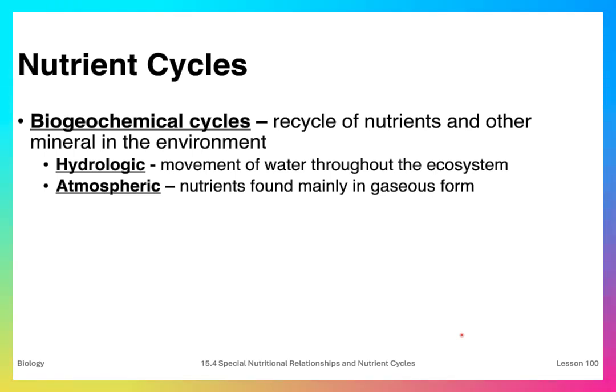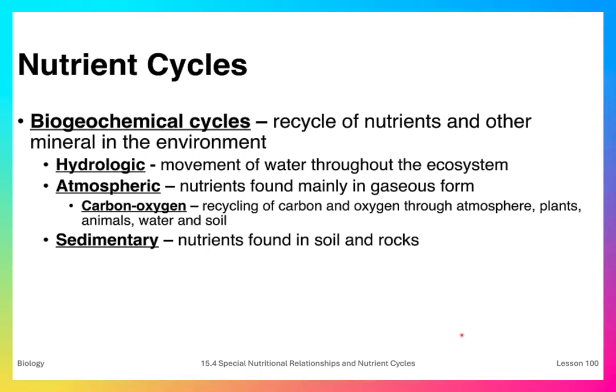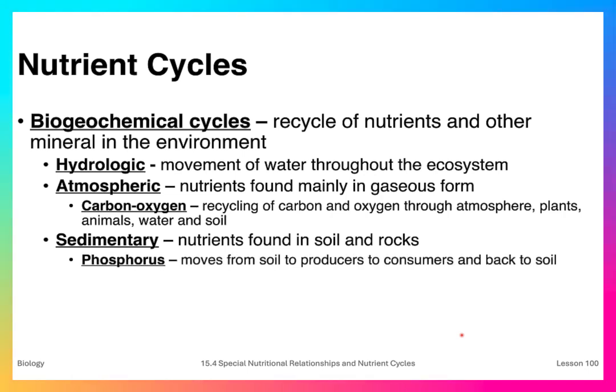Atmospheric cycles are when nutrients are cycled, and they are primarily in the gaseous form. One example of this is the carbon-oxygen cycle, where there's a recycling of carbon and a recycling of oxygen through the atmosphere, plants, animals, water, and soil. Then there's the sedimentary cycle, which involves the nutrients that are found in soil and in rocks. One example of this is the phosphorus cycle, which moves through the soil into producers to consumers, and then when the consumers die, the phosphorus returns to the soil and the cycle begins again.